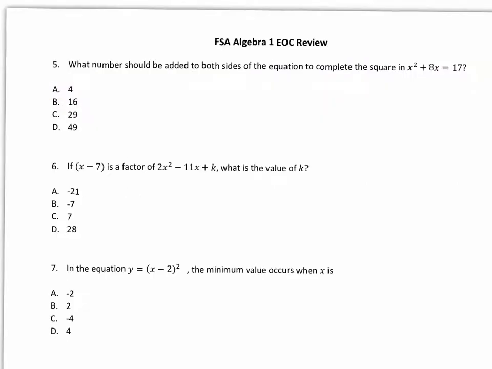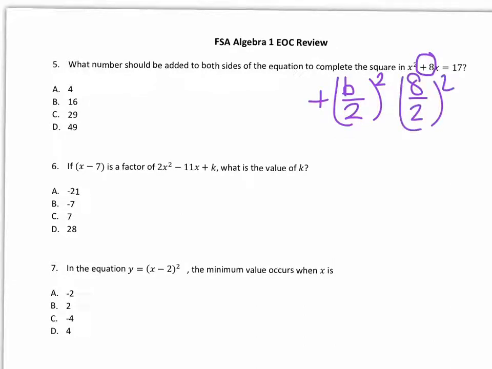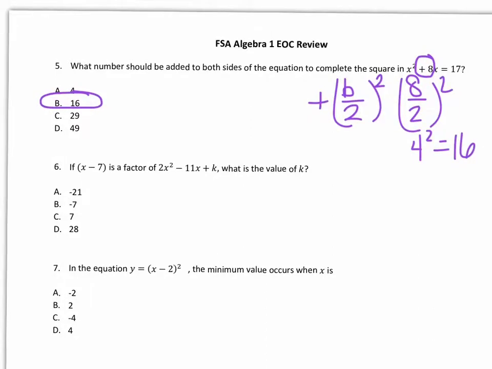Okay, completing the square is something we have not covered yet. But in order to know what I add to both sides, I take my B, divide by 2, and then square that answer. Here my B is 8, divided by 2 and then squared. So 8 divided by 2 is 4, squared is 16. So I would add 16 to both sides.